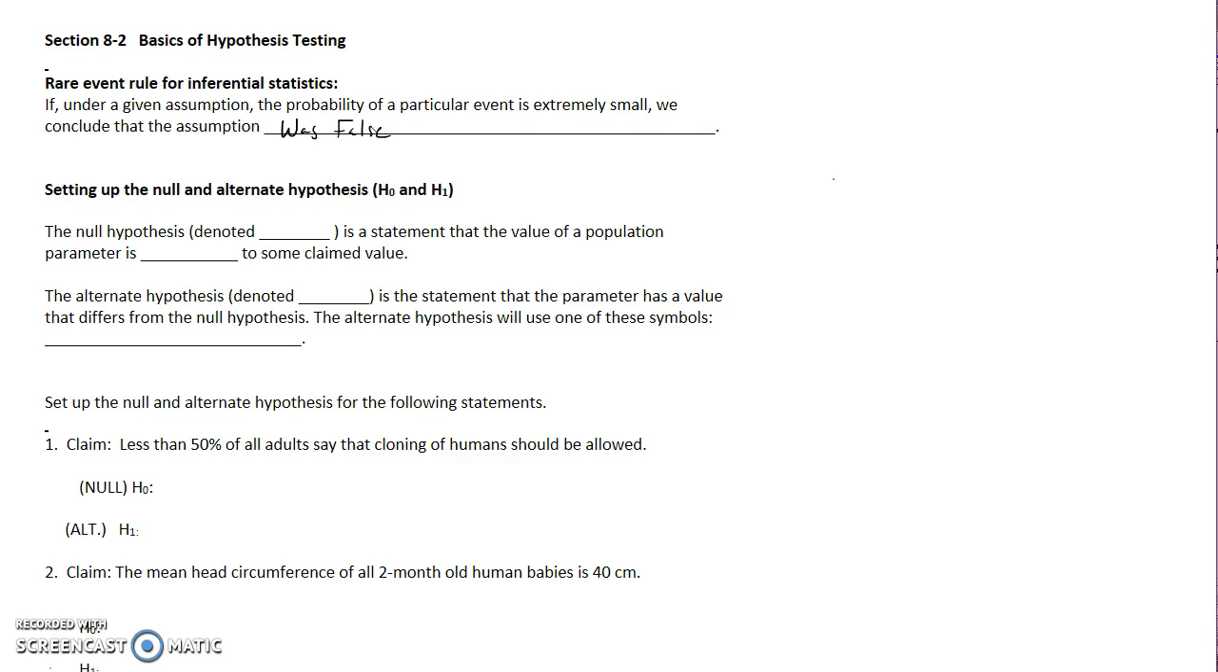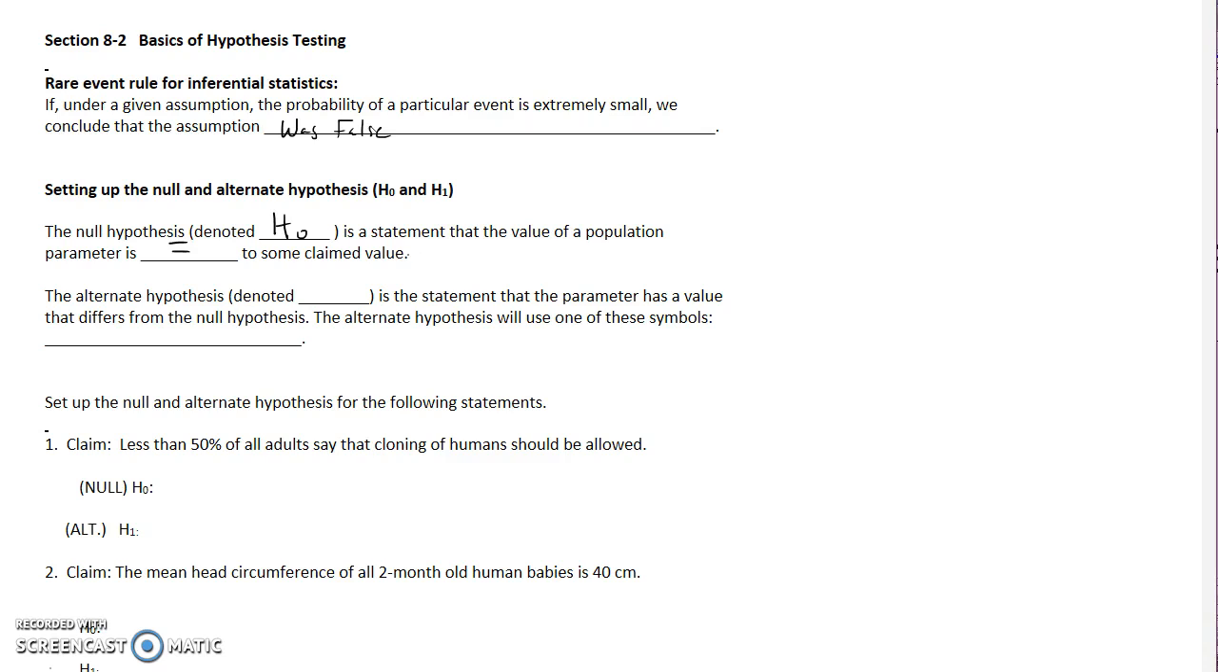So to set up a null and alternative hypothesis, this is going to be the first step for hypothesis testing. The null hypothesis, which we denote as H with a little 0, is a statement that the value of a population parameter is equal to some claimed value. The null hypothesis will always contain an equal sign.